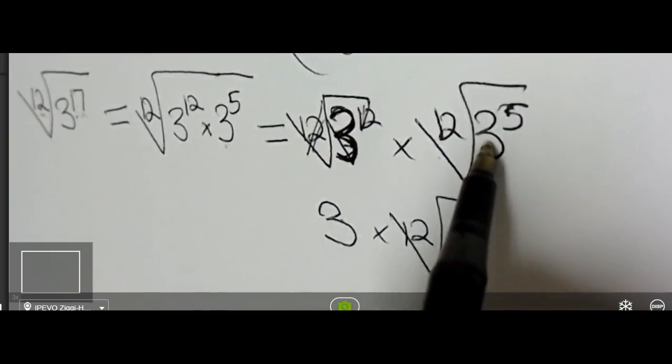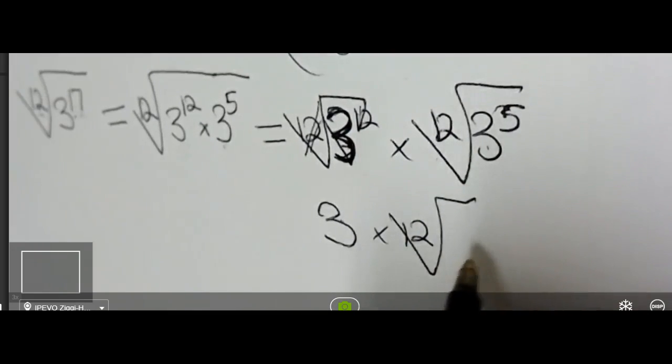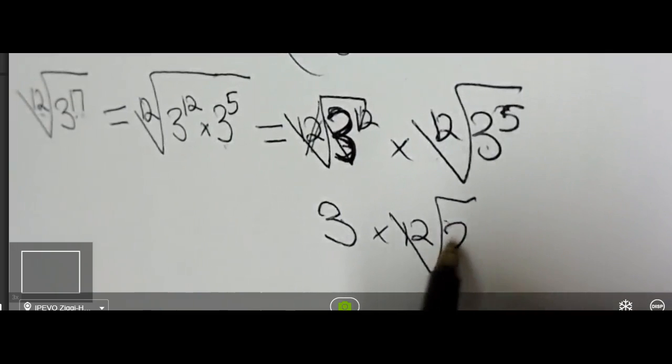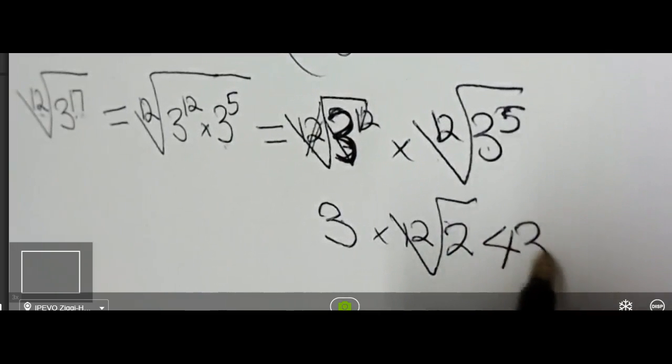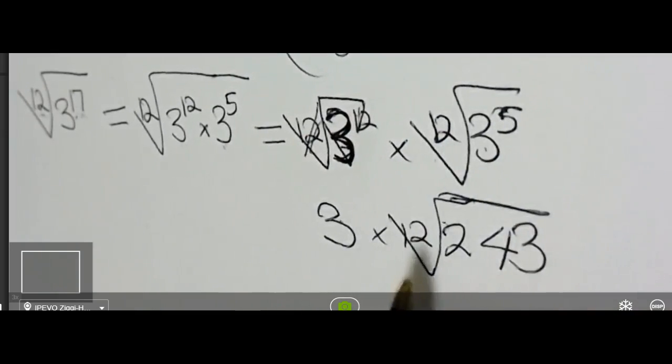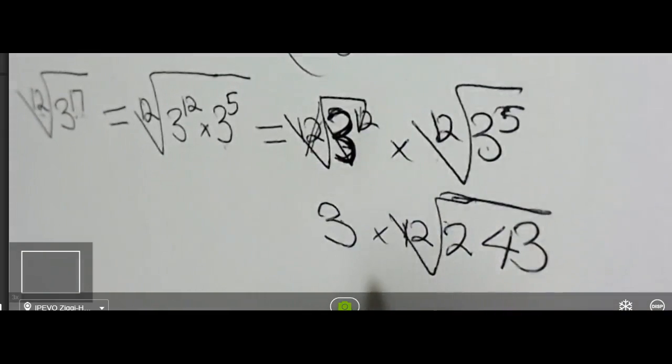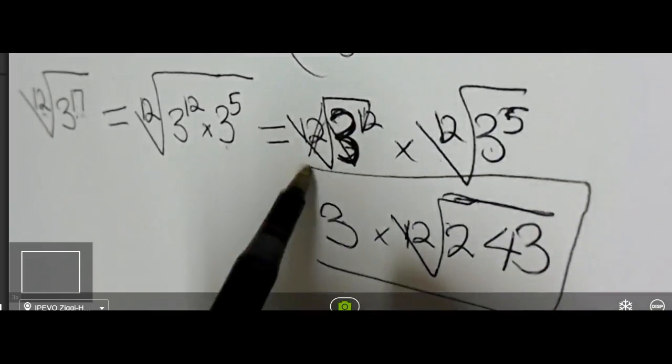Okay, 3 times the 12th root of 3 to the power 5, which is 243. And we can leave it like that. So they want our answer to be in radical.